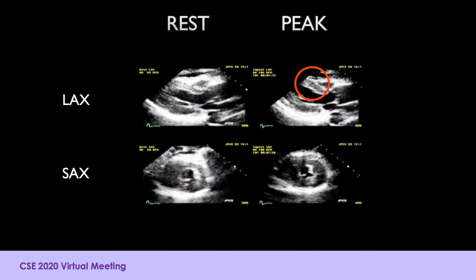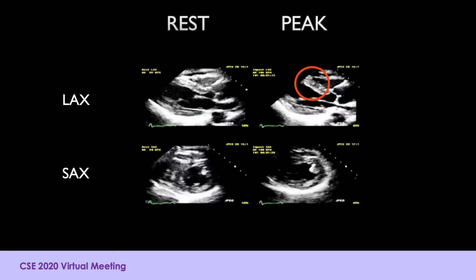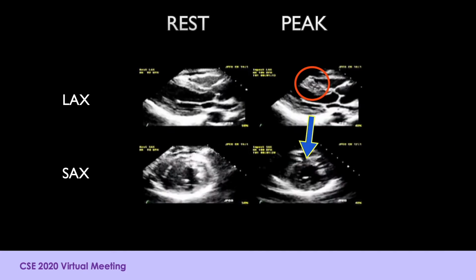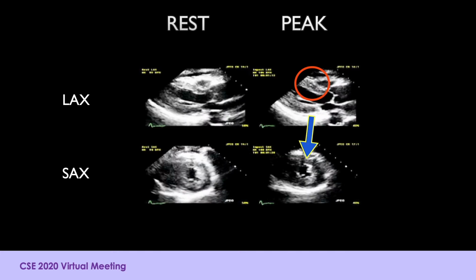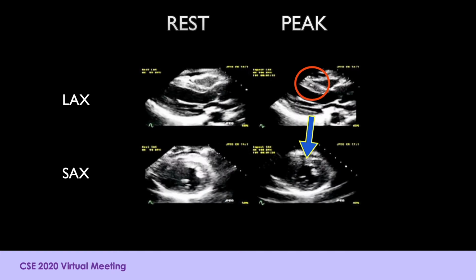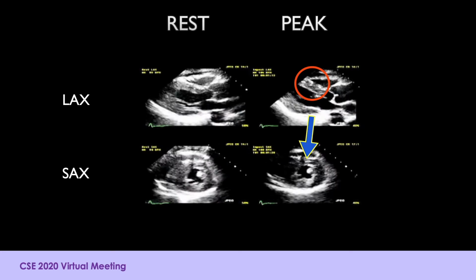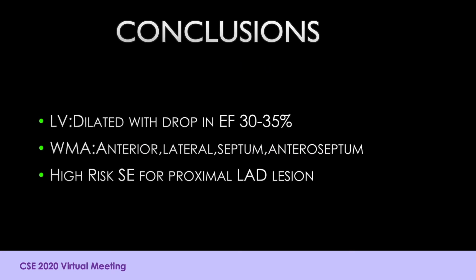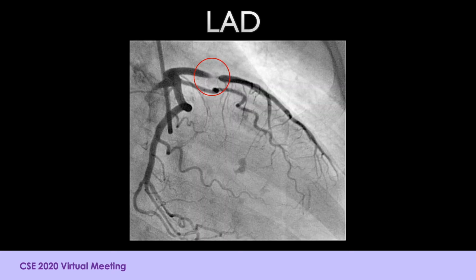One can see the anteroseptum shows lack of endocardial thickening, but if you look at that same spot between 11 o'clock and 1 o'clock, there's clear akinesis or hypokinesis in the anteroseptum. So if you look carefully, you can find wall motion abnormalities, even in the face of LVH. So this study showed a dilated left ventricle with multiple wall motion abnormalities. She went on to have a cardiac catheterization, and this demonstrated and confirmed a proximal LAD lesion, which was stented.